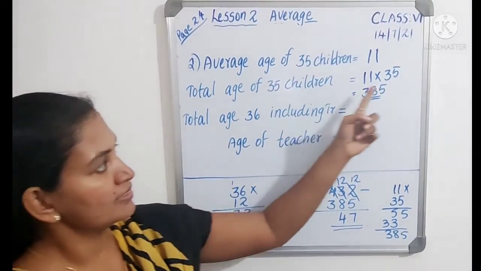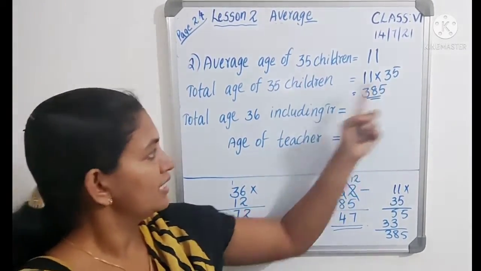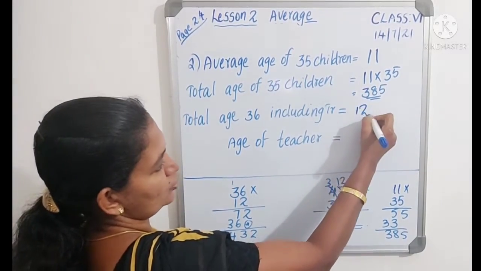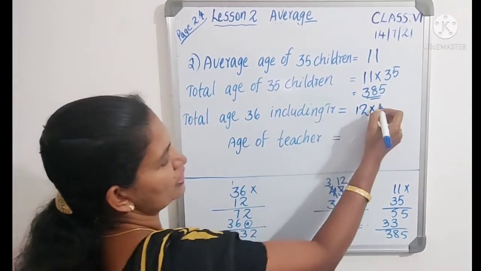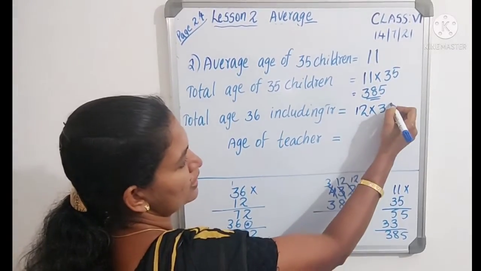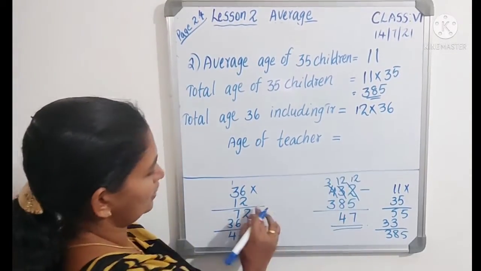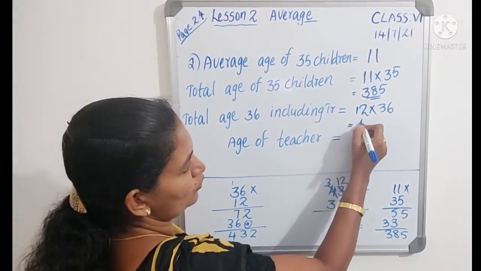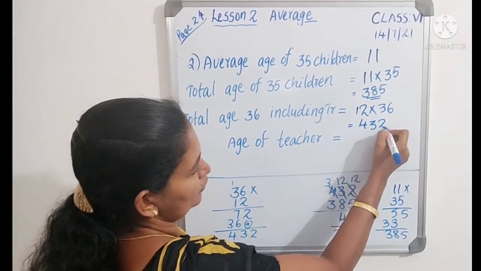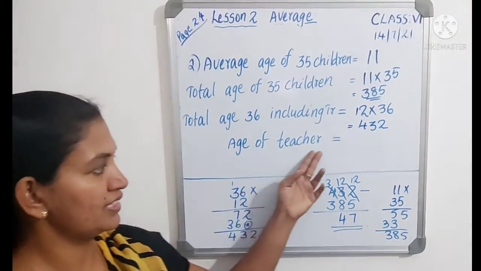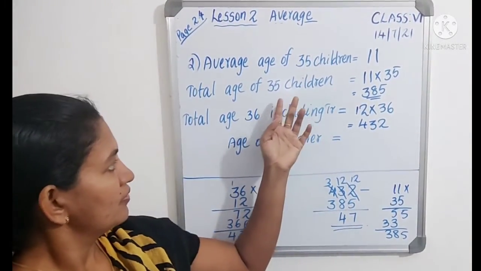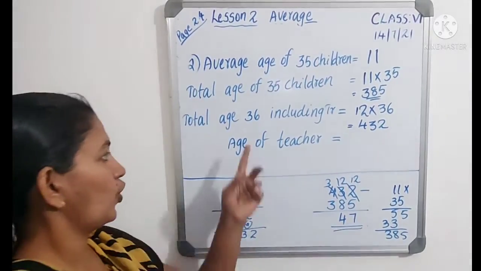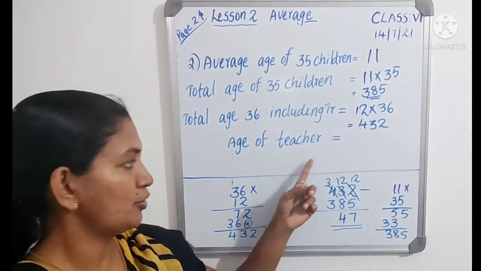Next, total age of 36 including teacher. Here 35 and 11 into 35. Including the teacher, it is given that now the average is 12 and the teacher is included. So 12 into 36, that is 432. Next, age of the teacher. Now with the teacher and without the teacher we find the total. Now how can you find the age of the teacher?